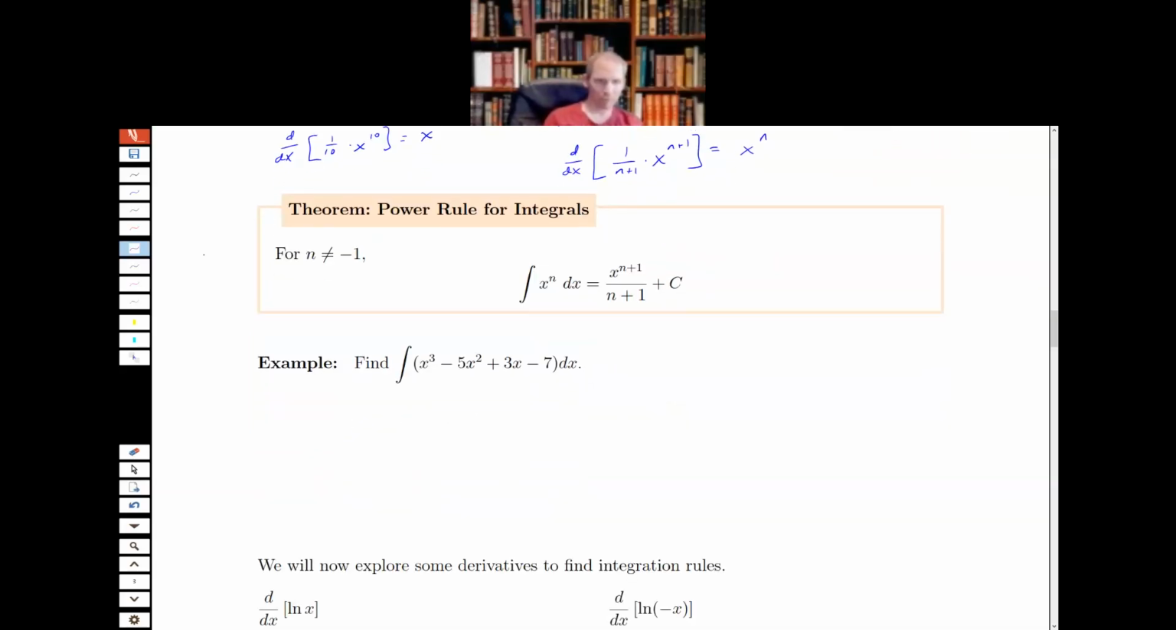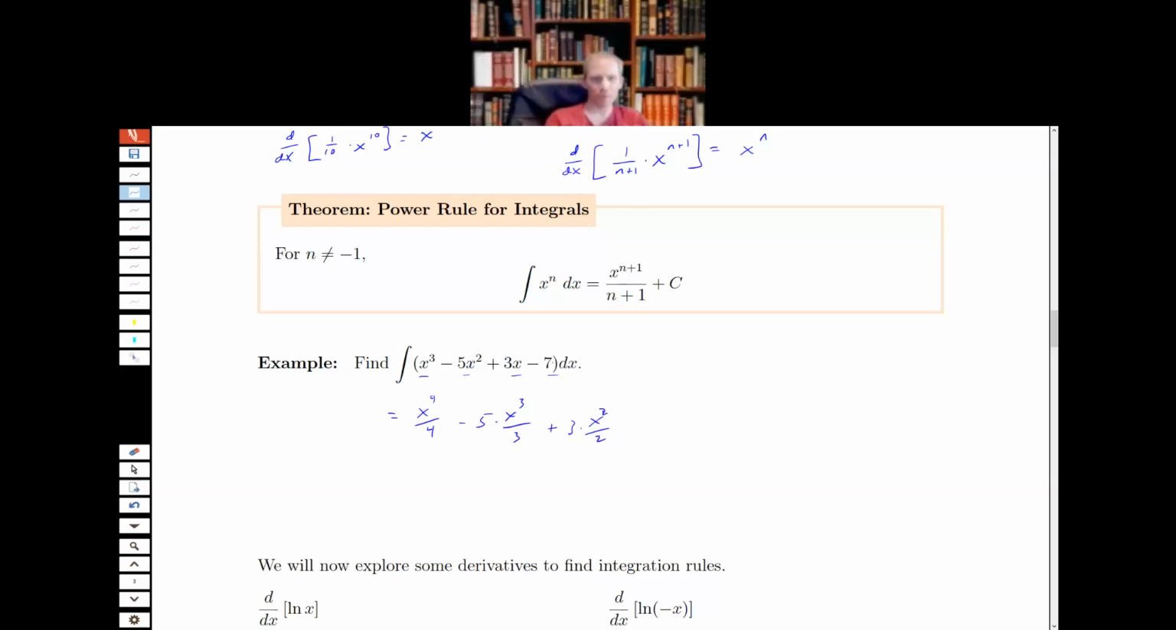Here's an example. Find the integral of x cubed minus 5x squared plus 3x minus 7. Okay, so I'm going to look at this the same way we did with derivatives, right? I'm going to treat the added and subtracted pieces as their own separate pieces, and constant multiples just hang out. So I'm going to do the power rule on x cubed. So I add 1 to the power and divide by the new power. For the x squared, I add 1 to the power and divide by the new power. For the x, I add 1 to the power. Oops, should be a 2. Divide by the new power.